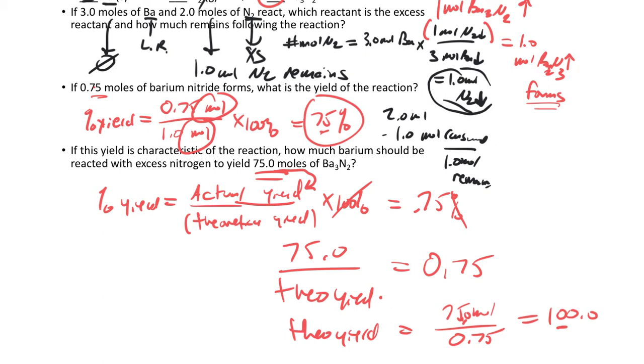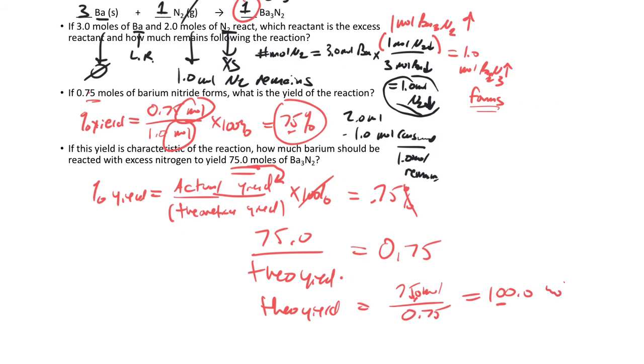But the problem is asking how much barium we need, not how much product we needed to try to make. So if I want to make 100 moles of the barium nitride, we just then need to follow our stoichiometry back to figure out how many moles of barium we need to start with. So the number of moles of barium are what we want to find, because it says in the problem, how much barium should be reacted. I'm trying to make 100 moles of barium nitride.